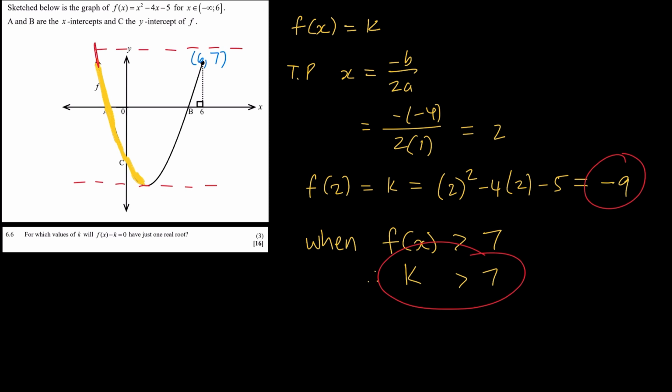So again, f of x will equal k and have one real root when k is equal to negative 9. So again, that's the y value of the turning point. And when k is greater than 7, it's only going to cut the other half of the parabola one time. Remember, the right half of the parabola stops at that point 6 and 7. So any point above that, that line is only going to cut it once.